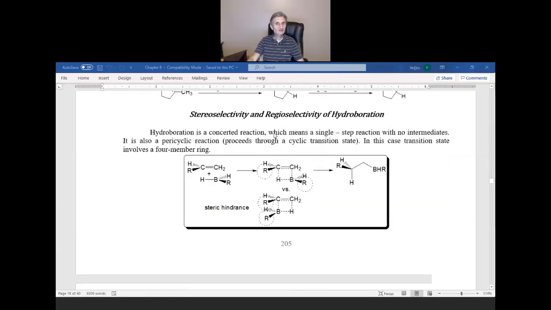And here is the explanation. Why do we observe this regioselectivity? The reason is steric. Boron adds to the less substituted carbon because if it were to add to the more substituted carbon, you see, it would be just like a butane molecule, you would have this eclipsing strain between substituents. Eclipsing and torsional strain, both. So that's why this transition state is less stable. It's much more stable if you have a transition state where boron adds to the less substituted carbon.